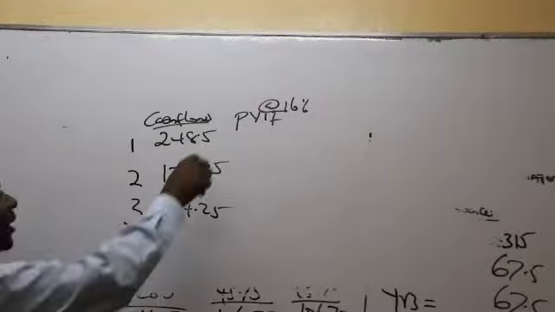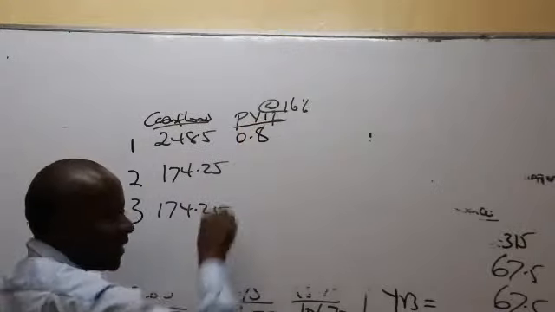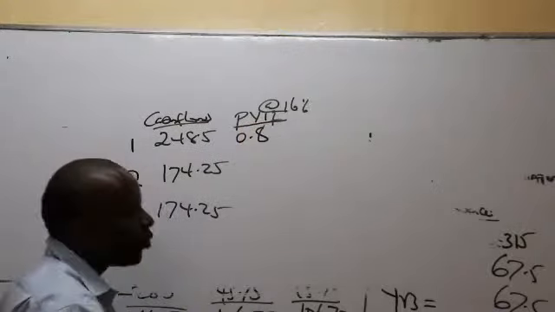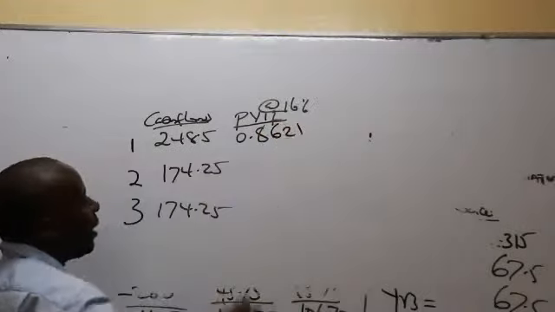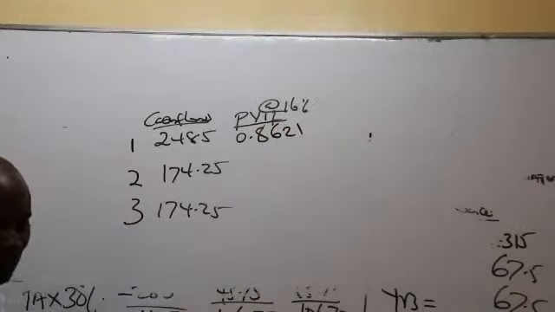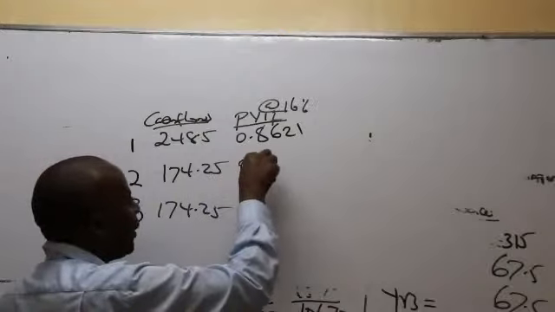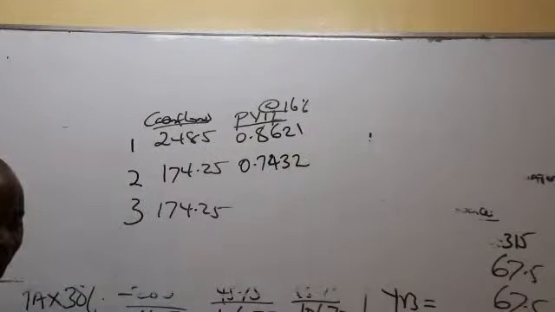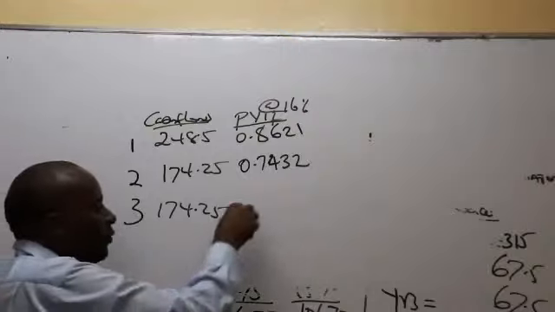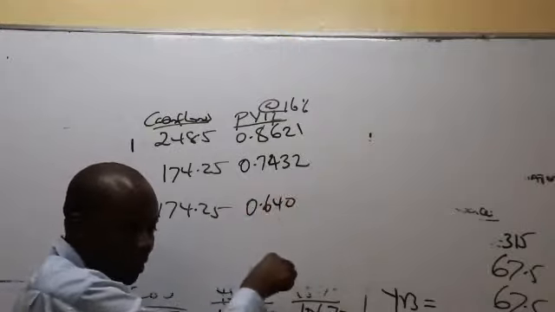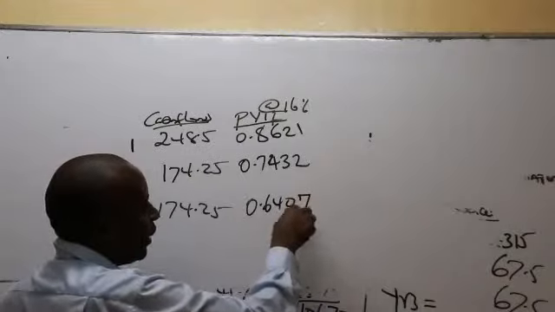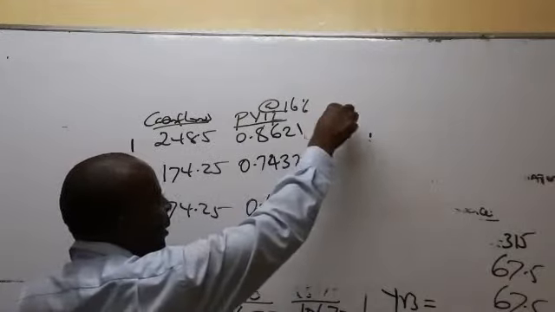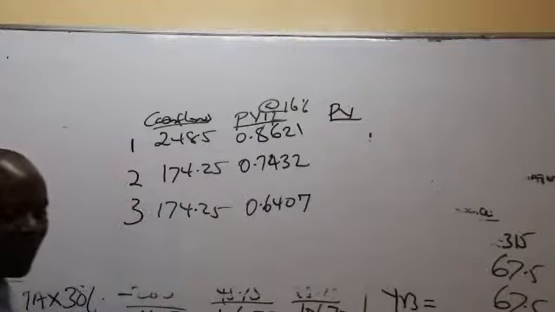So how to discount? We have here 0.8621 for year one. How about year number 2? 0.7432. How about year number 3? 0.6407. So please come and give us our present values.